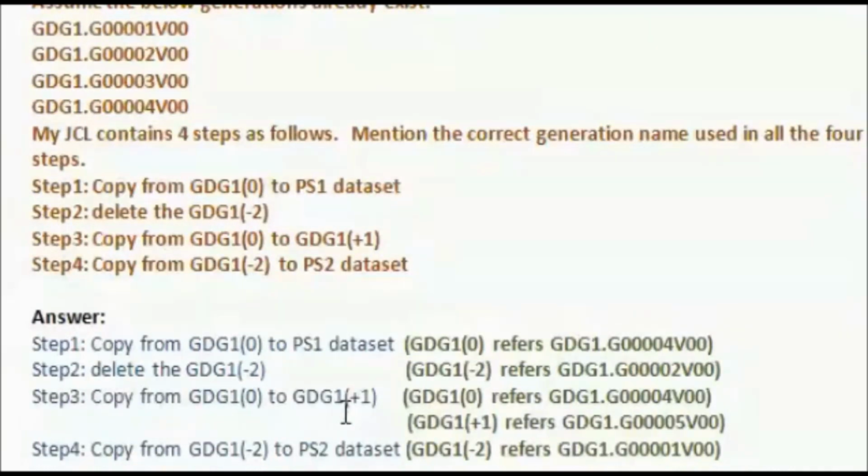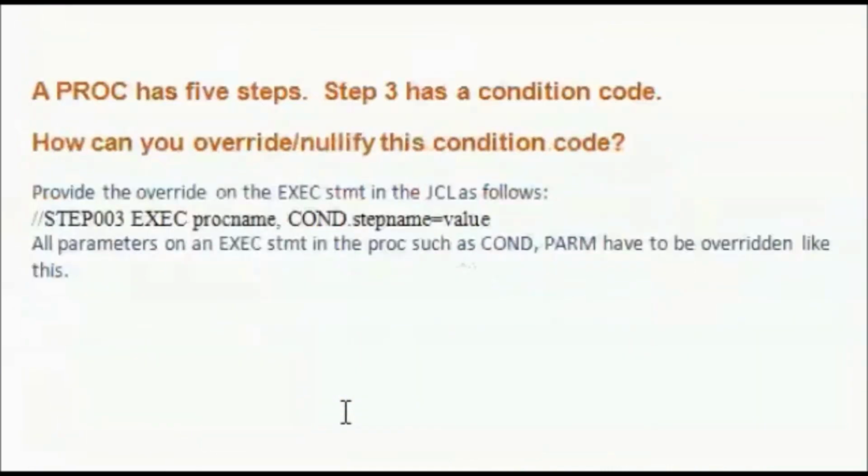Next scenario, I have a proc. It has 5 steps. Step 3 has a condition code. How can you override or nullify this condition code? You can provide the override statement in the EXEC statement in the JCL like this: step 3 exec proc name, COND.step name = value. All the parameters coded on the EXEC statement in the procedure, such as COND or PARM, have to be overridden like this.